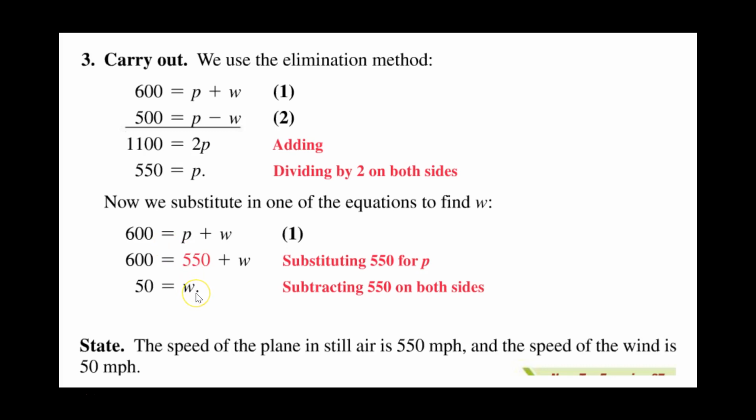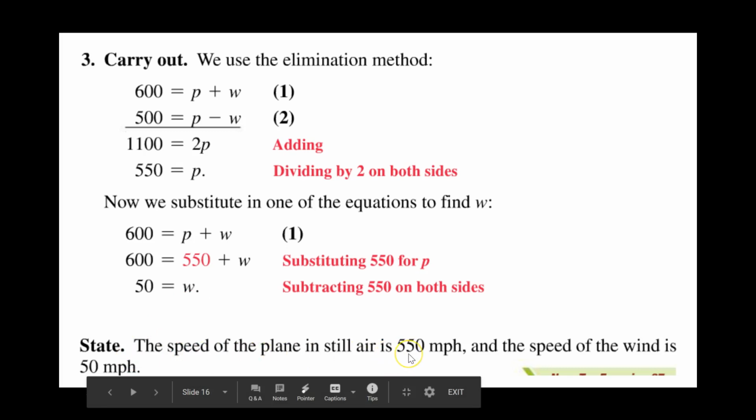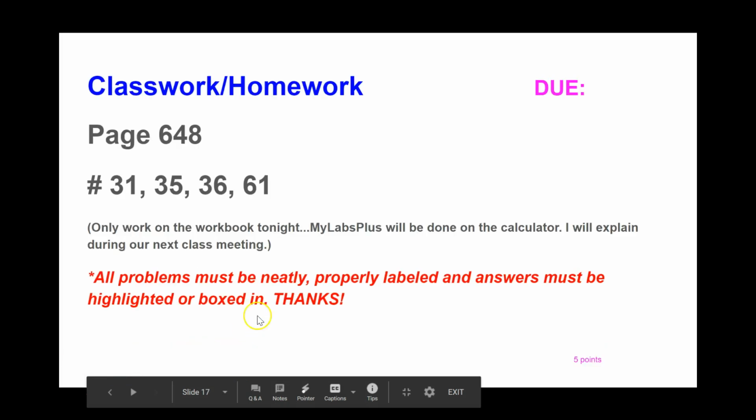Now we need to figure out the wind. So we plug the 550 back into one of the equations, move this over, we get the wind speed of 50. So the speed of the plane is 550 miles per hour, and the speed of the wind is going to be 50 miles per hour.